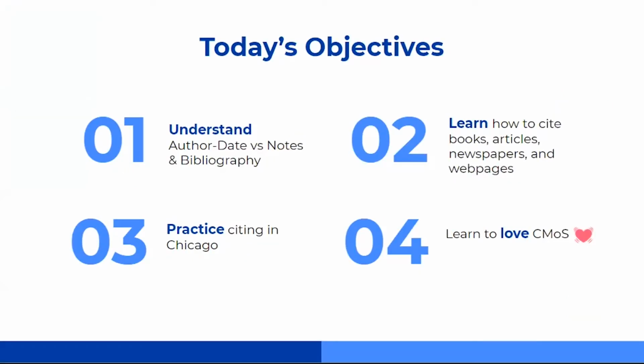We have 4 goals today for this presentation. Number 1 is to get an understanding of the difference between author date and notes and bibliography. Both are styles that are used in Chicago, and we're going to go over the difference between the two. Number 2 is learning how to cite books, articles, newspapers, and web pages. Those are some of the most common types of citations that are used in Chicago, so we will be going over those. Number 3 is to practice citing in Chicago.